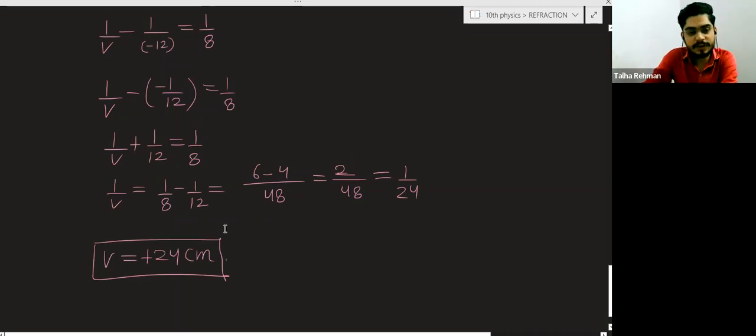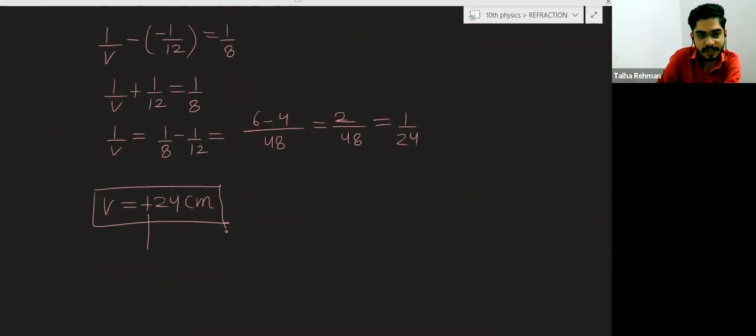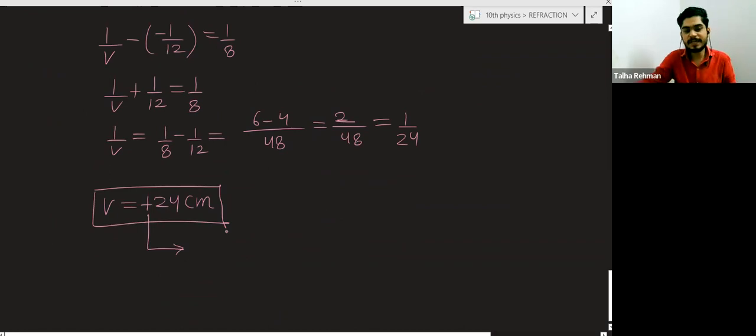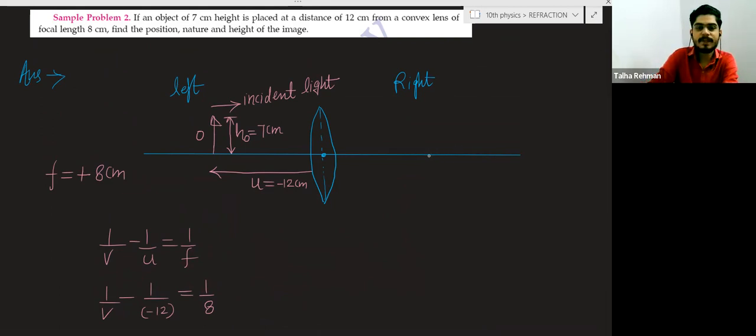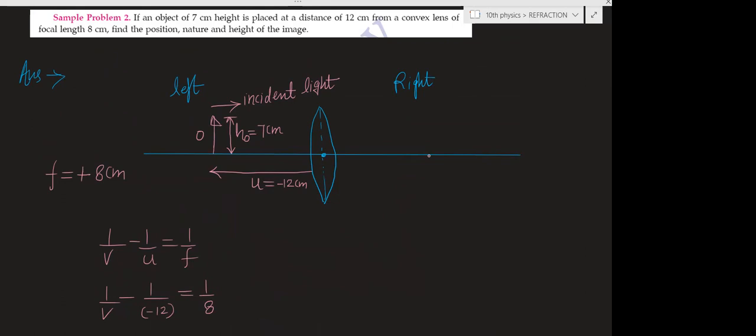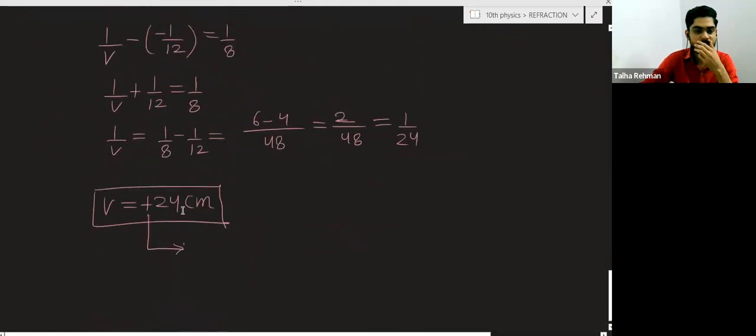So now you see here, this positive sign. What does this positive sign signify? It means you are measuring the image distance in the direction of the light. So you will measure the distance from this optical center, and to go to the image you will move in this direction. It means the image is on the right side. Somewhere here is the image. So the image distance is this.